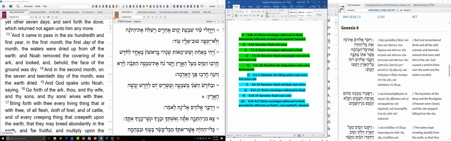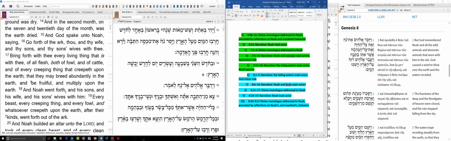So we have the 601st year in his life, and it says it's the first month, the first day of the month, and the waters were dried up from off the earth, and Noah removed the covering of the ark, and looked, behold, the face of the ground was dry. And in the second month, on the 7th and 20th day, so do the math, a little over a month later, was the earth dried. And God spake unto Noah, saying, Go forth of the ark, thou and your wife, and your sons' wives with you. So you know he's just itching to get off that ark.